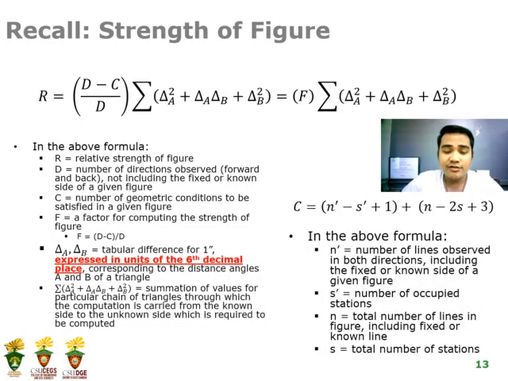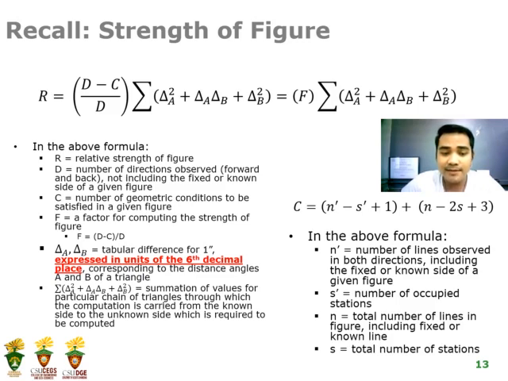So for the computation of C, which is the number of geometric conditions to be satisfied in the given figure, here is the formula: n prime minus s prime plus 1, plus n minus 2s plus 3, where n prime is the number of lines observed in both directions, including the fixed or known side in a given figure.